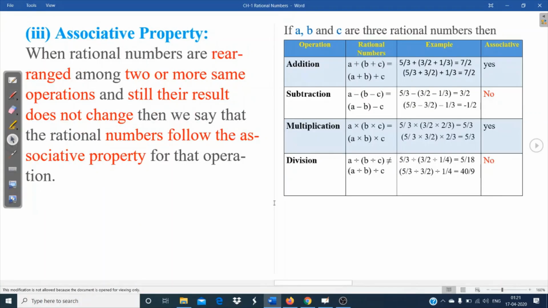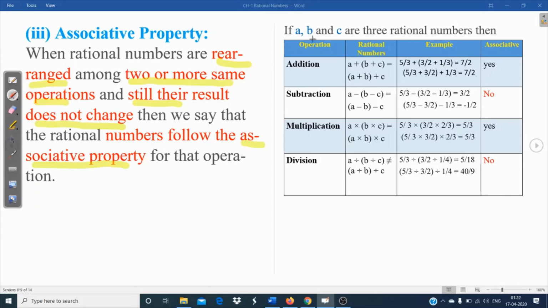Friends, our next property is associative property. In associative property, we will see when rational numbers are rearranged. Here we have to rearrange the rational numbers among two or more of the same operations. And after rearranging, we still get the same result. That means our result is not changing. Then we can say the rational number follows the associative property. Now here, one table is there. We will see this.